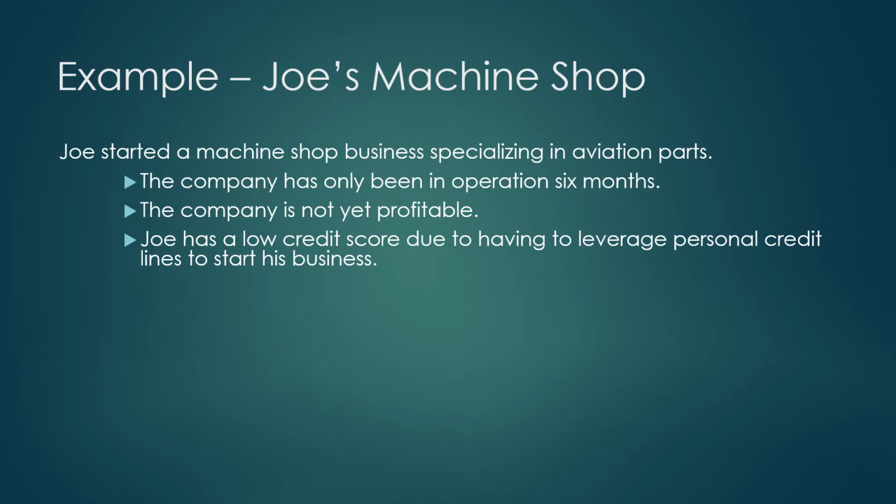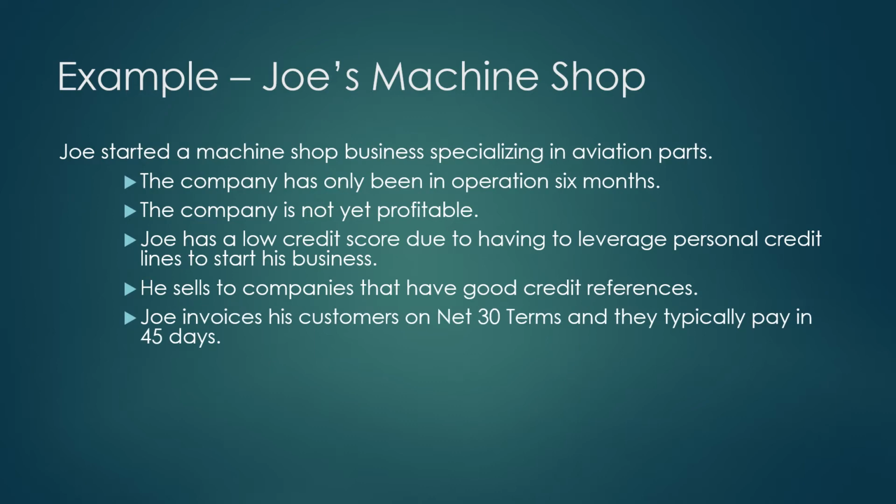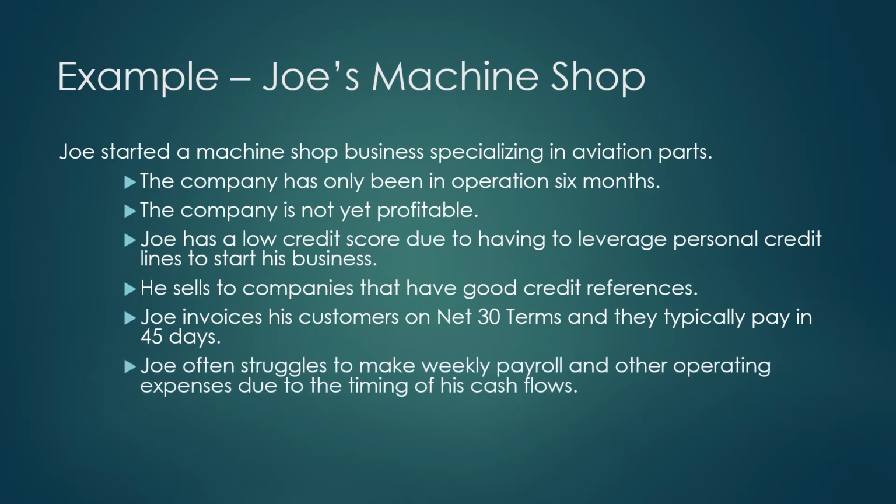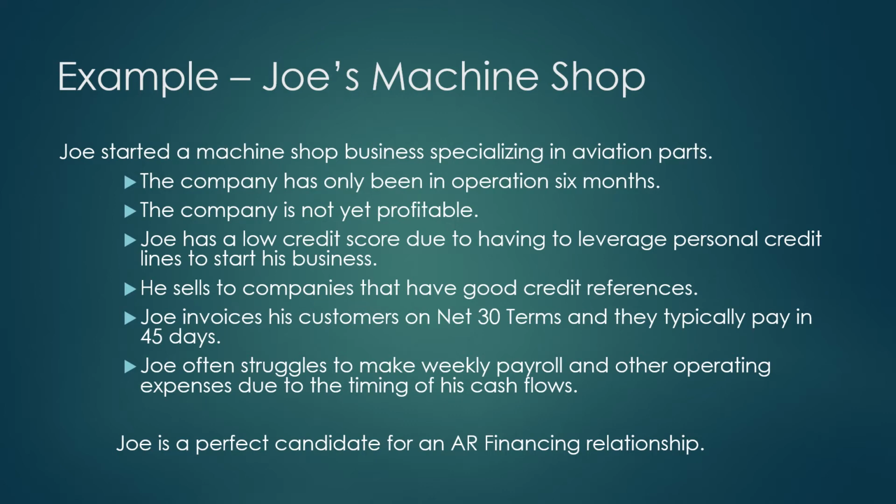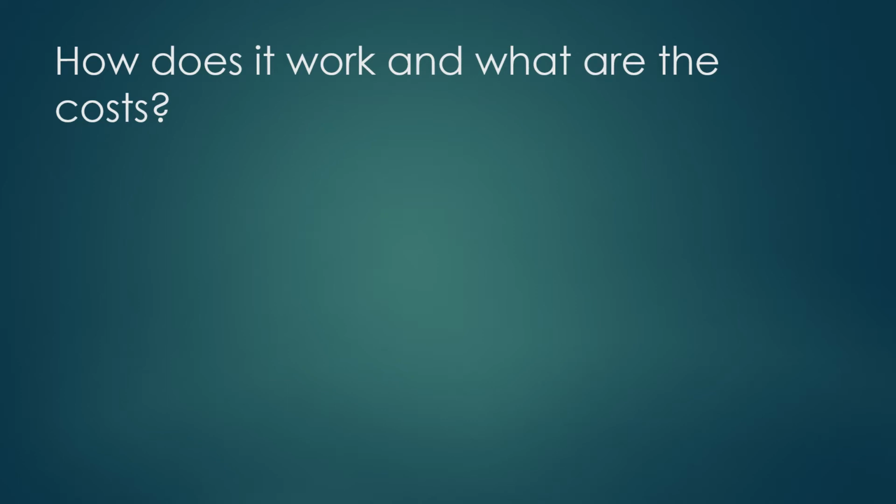And as factoring companies, we see this a lot. You have a startup company where the owner has to leverage all their personal credit just to get things rolling and to keep supplier lines of credit open. But Joe sells to companies that have a good credit reference. Joe invoices his customers on net 30 terms, and his customers typically pay him in about 45 days. But Joe often struggles to make weekly payroll and other operating expenses due to the timing of his cash flows. Joe would be a perfect candidate for an AR financing relationship. But how does it work and what are the costs?